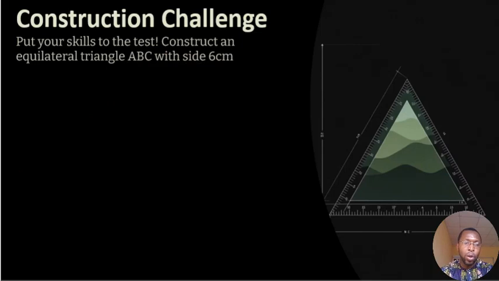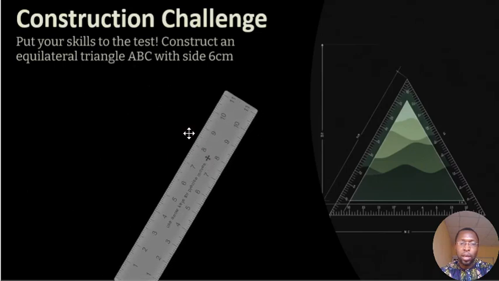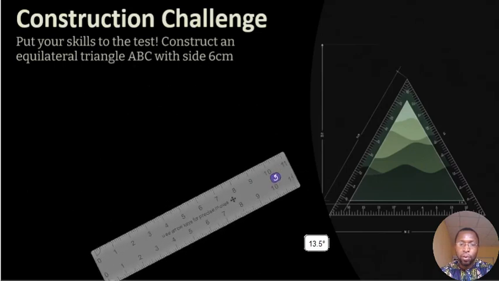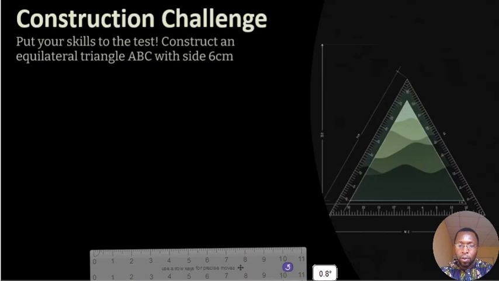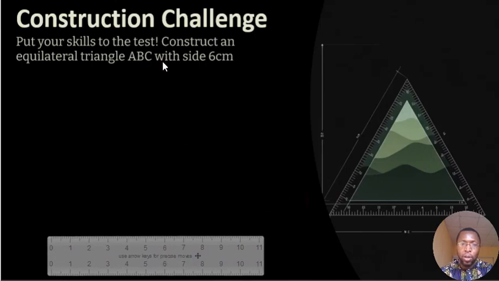Very simple. We get our ruler in, rotate it on horizontal level. Then we measure 6 centimeters. We know in an equilateral triangle all the sides are equal, so each of the sides will be 6 centimeters. So we measure 6 centimeters with our ruler and our pencil, from 0 to 6. So this is 6 centimeters.